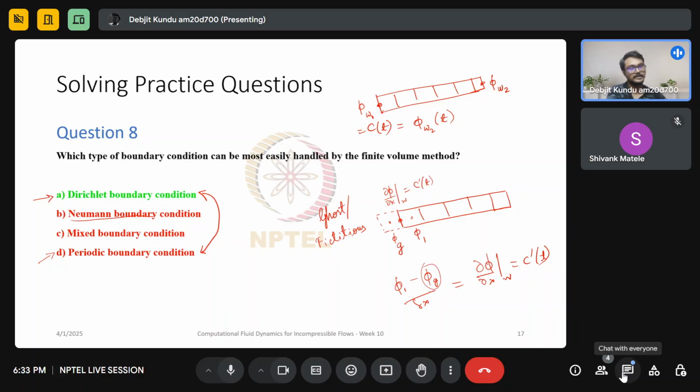Now this one has to be solved then over time. So you're solving for extra cells which do not really exist, and that adds a bit of difficulty. So that is why Dirichlet and periodic boundary conditions would be more easily handled by the finite volume method. Any questions on this?